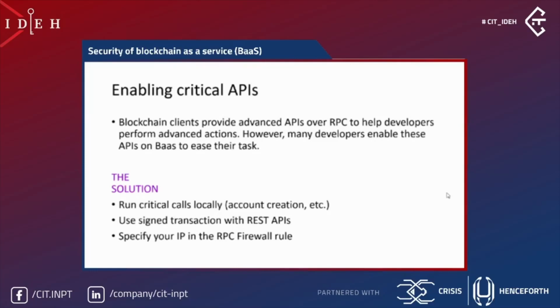So the last concern is enabling critical APIs. This is a related issue to the previous concern. When you are using an RPC server, of course with good firewalling, it's always a good habit to disable critical API calls, like calls that enable anyone to create accounts or back up keys or whatever critical actions. So the blockchain architect or developer should allow just the APIs that are needed for the application to work. They should avoid any extra API that there is no real need for.